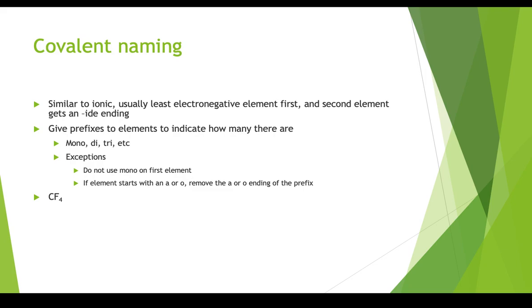If we start with CF4, carbon and fluorine are both nonmetals, so it's a covalent compound. There's one carbon first, but since it's the first element, it's not going to get the mono prefix, it's just going to be plain carbon. Then fluorine, being the second element, will get the "ide" ending, and there are 4 of them, so it needs a tetra prefix. It'll be carbon tetrafluoride.